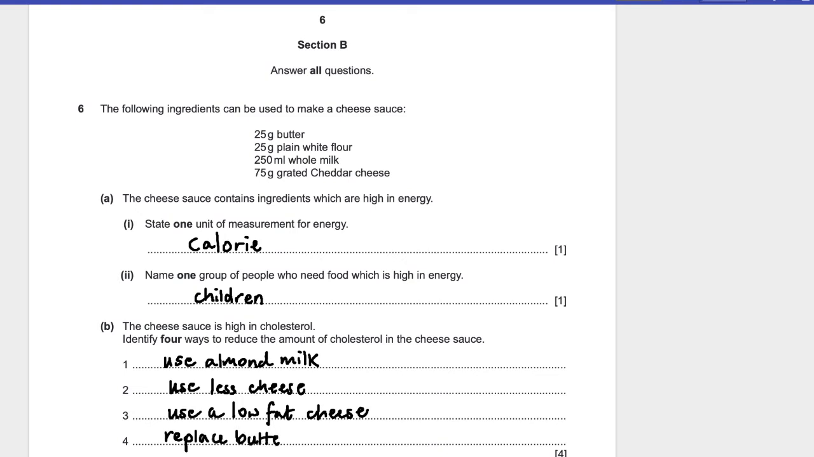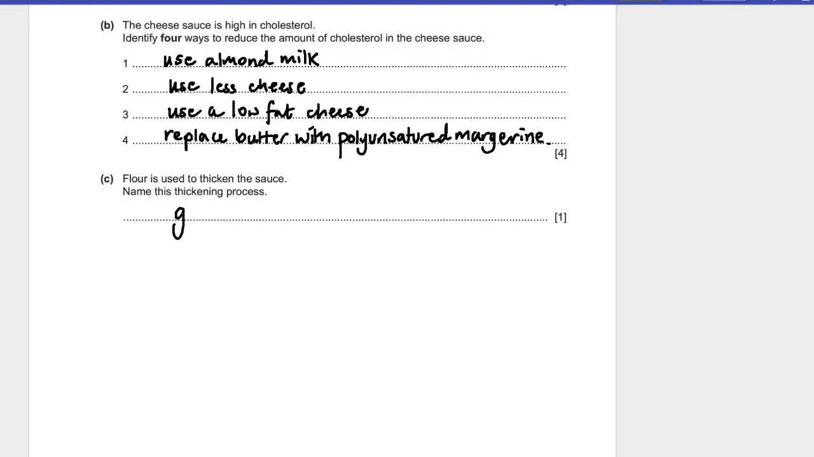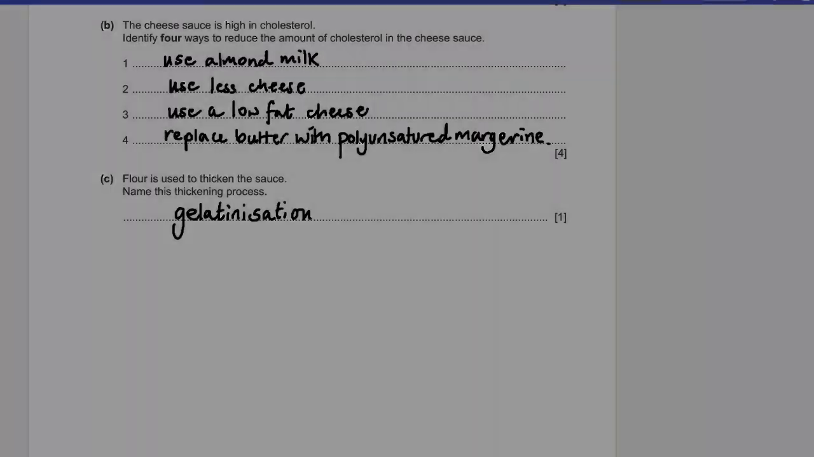We could also replace the butter with a polyunsaturated margarine, such as a sunflower margarine, or even maybe a vegan margarine. Perhaps use vegan cheese as well. Flour is used to thicken the sauce. Name this thickening process. This is called gelatinization.